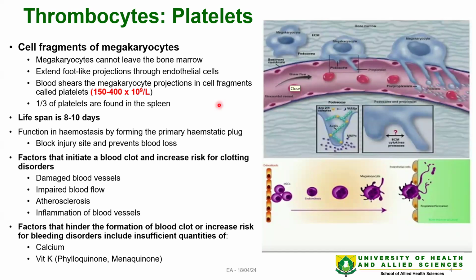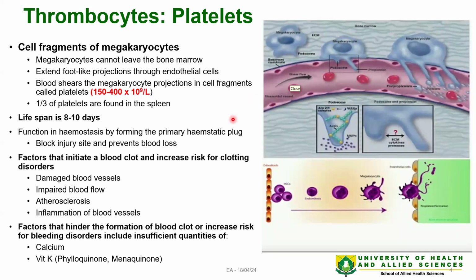All right. So because megakaryocytes are so large, I mentioned that they are the largest cell within the bone marrow, they cannot actually leave the bone marrow. So rather, they will extend their projections, their foot-like projections, through the endothelial cells that line the blood vessels. And then as the force of the blood moves against these pseudopods or foot-like projections, it breaks into cell fragments that we call platelets. And we have between 150 to 400 thousand platelets in an adult.